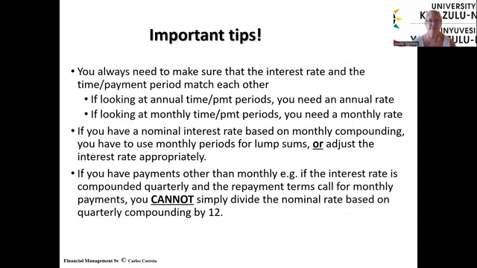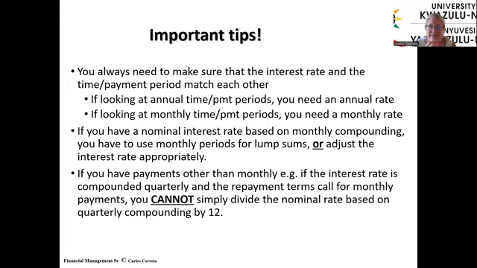Right, some important tips, some of which I've already told you. You always need to make sure that the interest rate and the time or payment period match each other. So if you're looking at annual time or payment periods, you need an annual rate. If you look at monthly time or payment periods, you need a monthly rate. If you have a nominal interest rate that's been quoted to you, but it's based on monthly compounding, then you have to use monthly time periods for N, and you're going to have to adjust the interest rate appropriately.